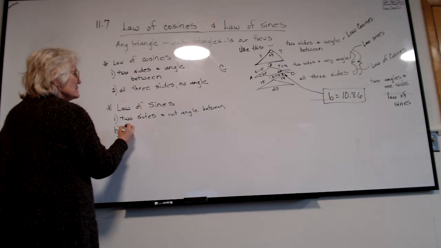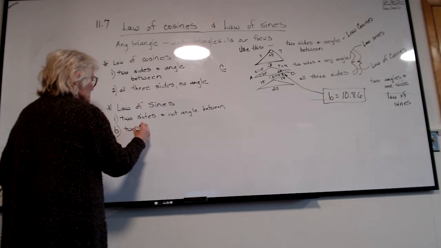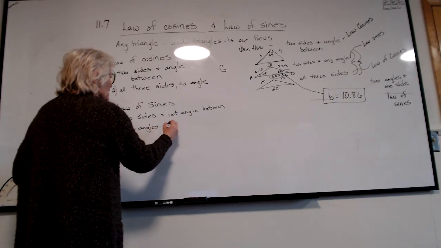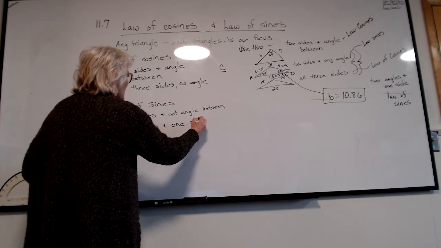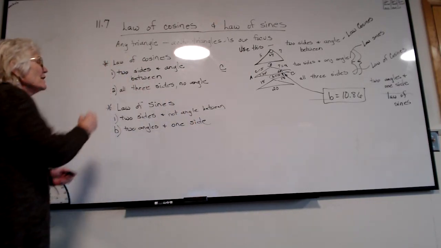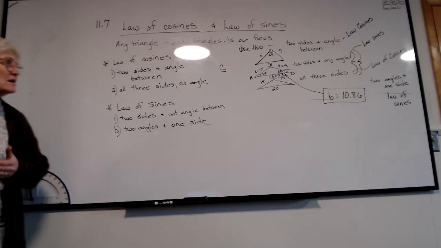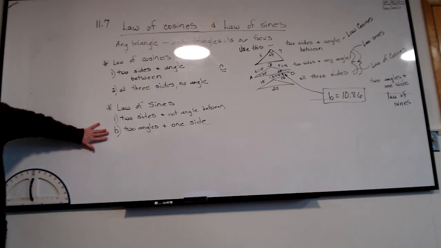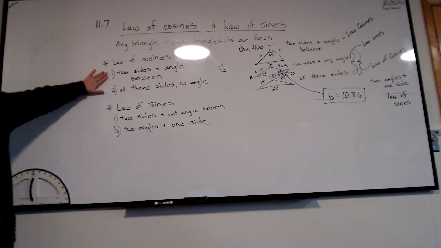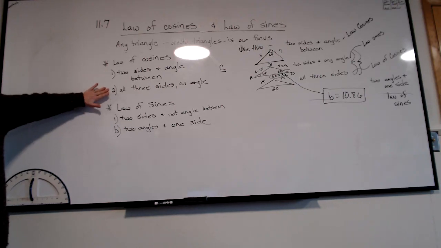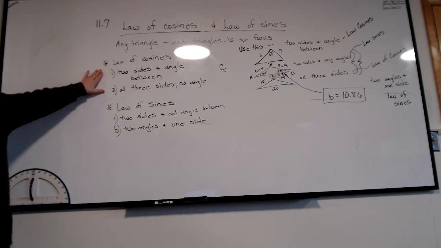Why is your script two angles, two sides? I just gave you when you use law of cosines and when you use law of sines, okay? Law of cosines is when I have the angle in between the two sides that you are given, or I have all three sides and no angle at all. Those are the two times you have to use law of cosines. It's the only one that will work.